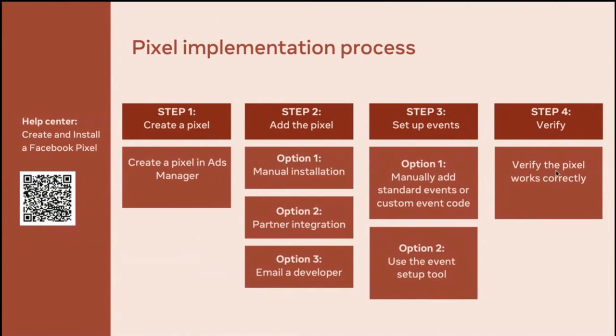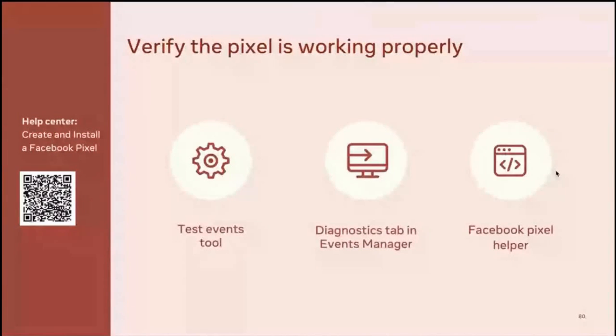So what are the ways you can verify a pixel? There are 3 ways. You can use test tools, you can use the diagnostic tab in the Events Manager, or you can use Facebook Pixel Helper. Facebook Pixel Helper is a Google Chrome extension, and when you load a page, if it turns blue, it means that your pixel is working properly. I think most of you have already used the Pixel Helper tool in the past.